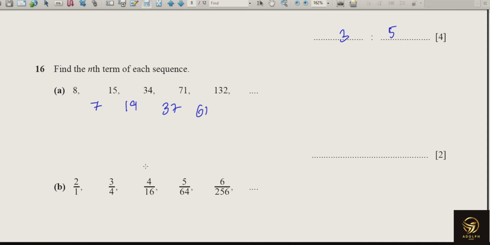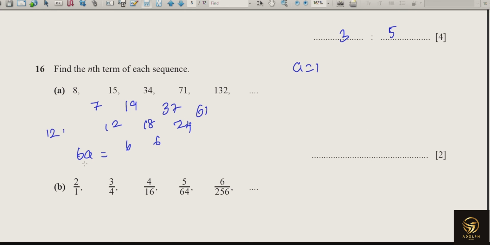Here 61 extra, and I'm finding the difference again. Here 12, here 18, and here it is 24. So here the gap is 6 throughout. So 6, it's a cubic. The third difference is equal, so it is 6a. 6a equals 6, so a must be 1.